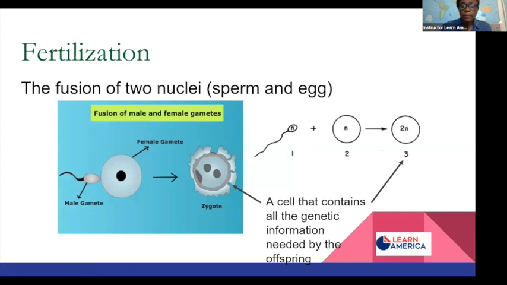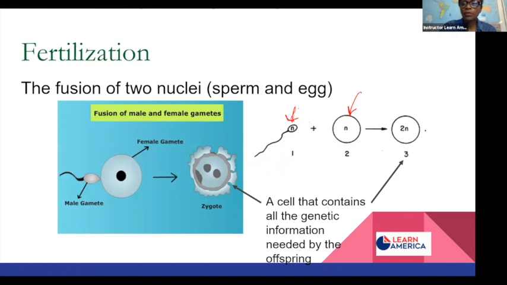All right, so now let's talk about fertilization: the fusion of the two nuclei, the sperm and the egg. So the sperm has its own genetic information. The egg has, I would say, half the genetic information from the dad, and the other half comes from the mom. We're going to see where they combine. So we're going to use N to represent the haploid number of genetic information.